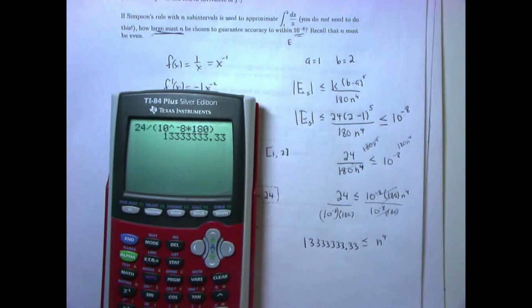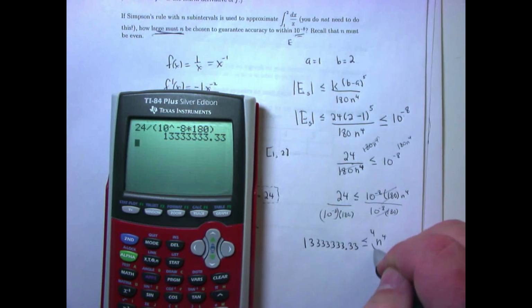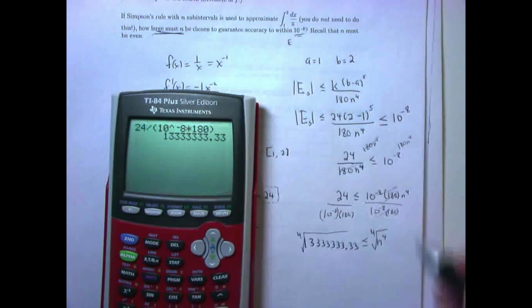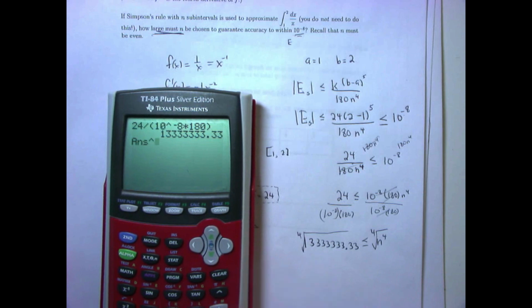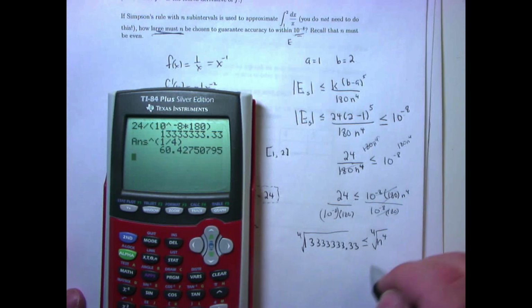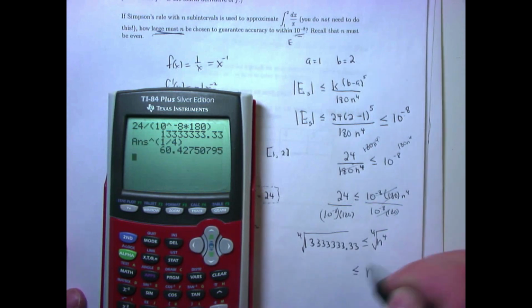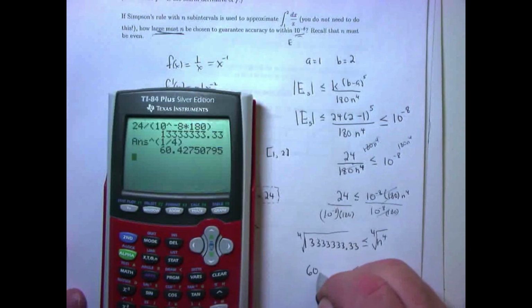Does that make sense? What kills off that 4th power? 4th root. So I'm going to take the 4th root of both sides, but this is a calculator. If you don't remember where your root button is, you would take this number and raise it to the what power? 1/4 power. Welcome to calculus. 1/4, make radicals fractional exponents. And what number do I get? I got n has to be greater than or equal to 60.42750795, whatever.